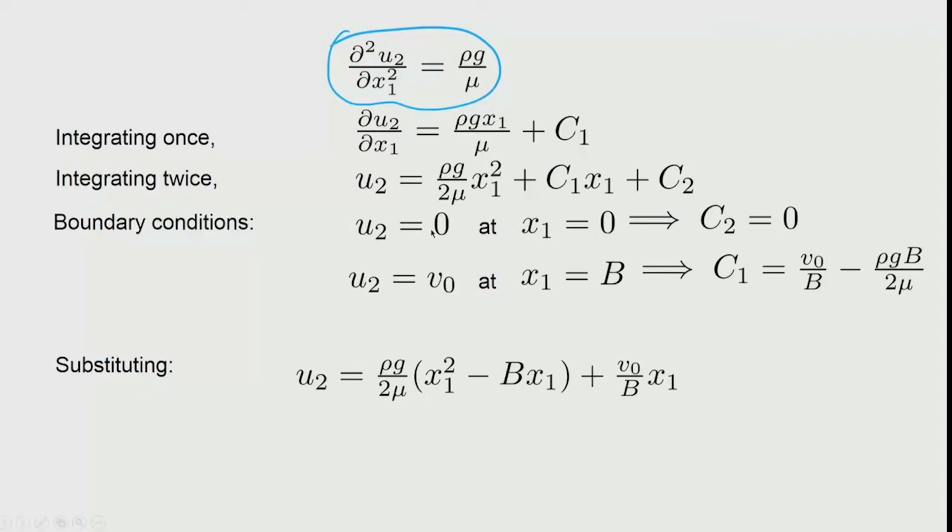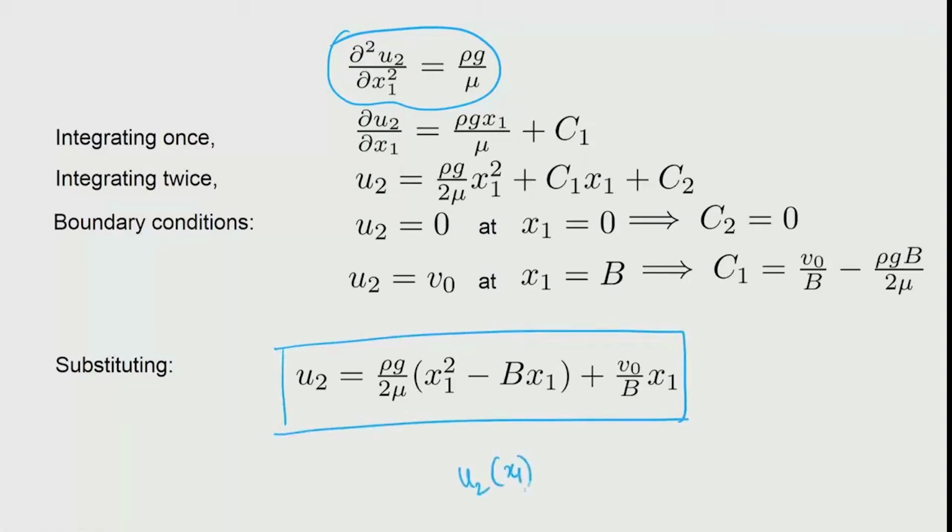At x1 equal to 0, you have got u2 equal to 0. At x1 equal to b, the right hand side wall is moving at velocity v naught in the plus y direction. So, that would be here. So, then you can actually arrive at the integration constants. So, this will give you the velocity profile, and so u2 as a function of x1 is then available.